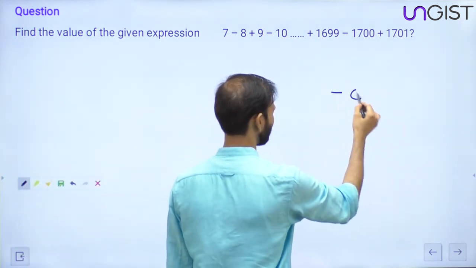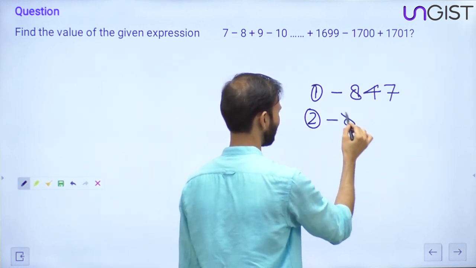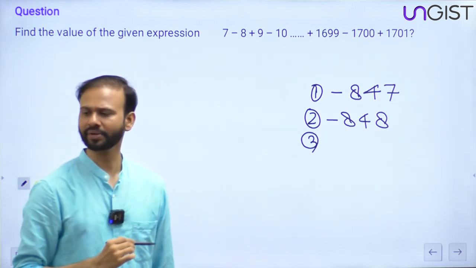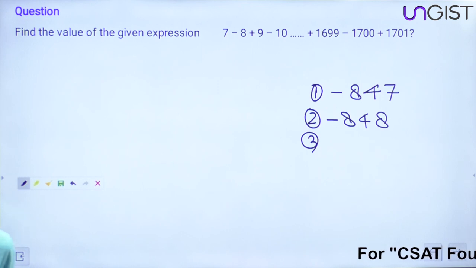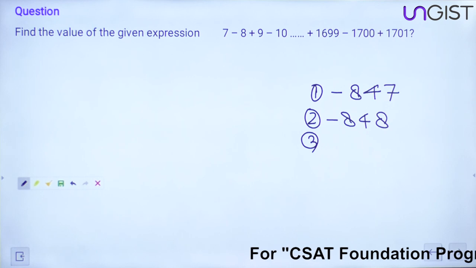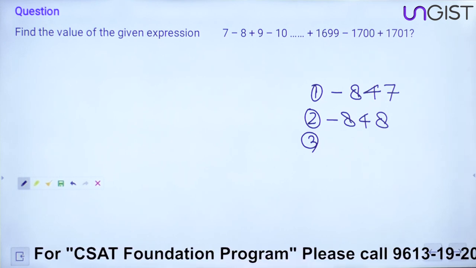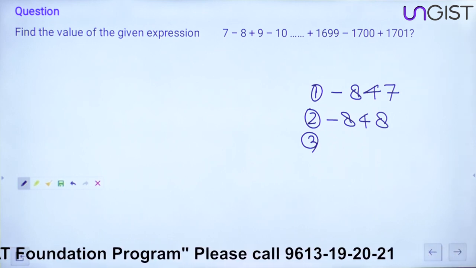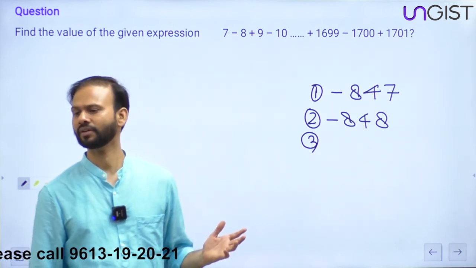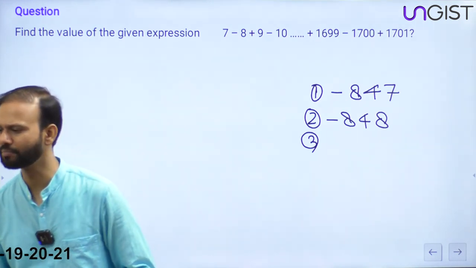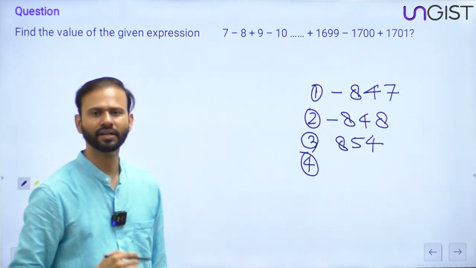Guys, one answer I'm getting as minus 847. Minus 848. Okay. Another answer I'm getting as minus 848. Any other answer, friends? Kapil is saying 854. Kapil, whether it is positive 854 or negative 854? Kapil is saying positive. Alright, okay, fine. So plus 854. Another answer is 854. Okay, guys. Any other answer?